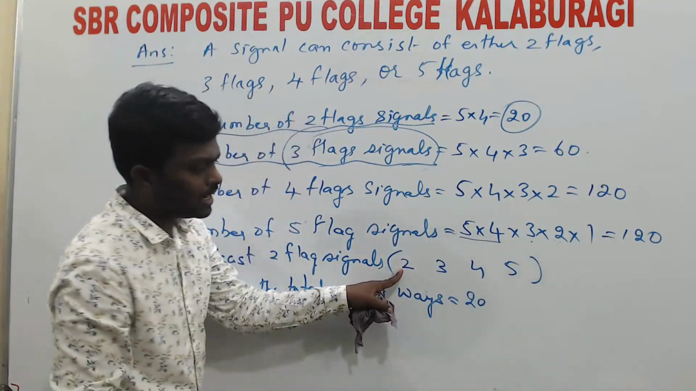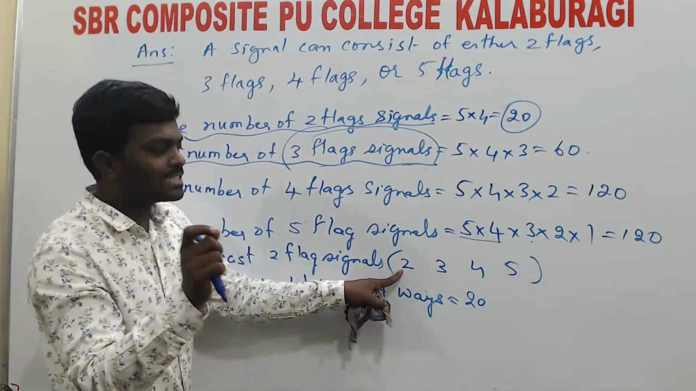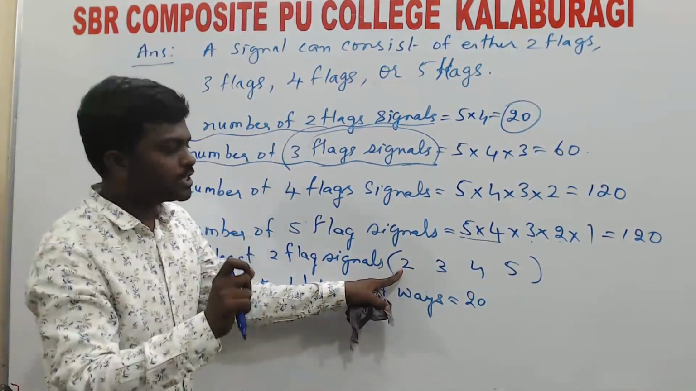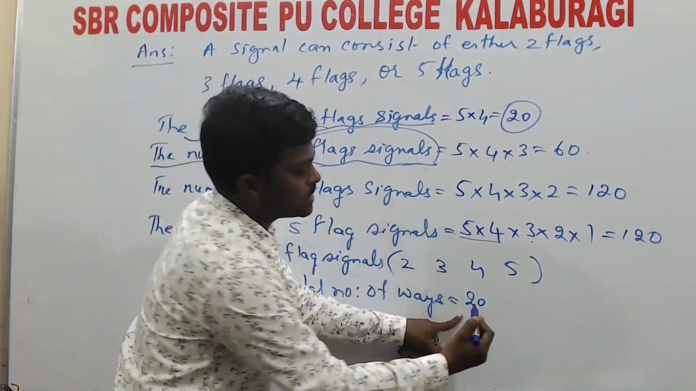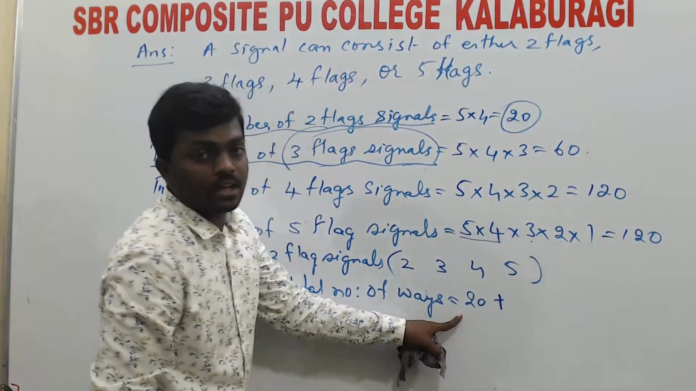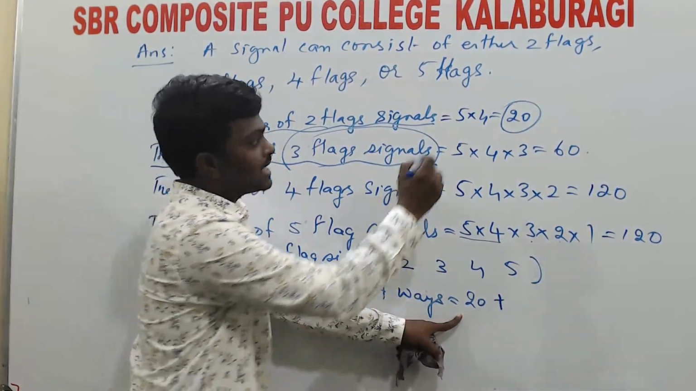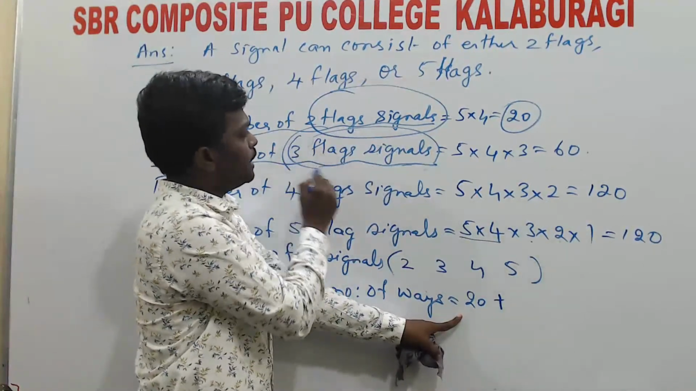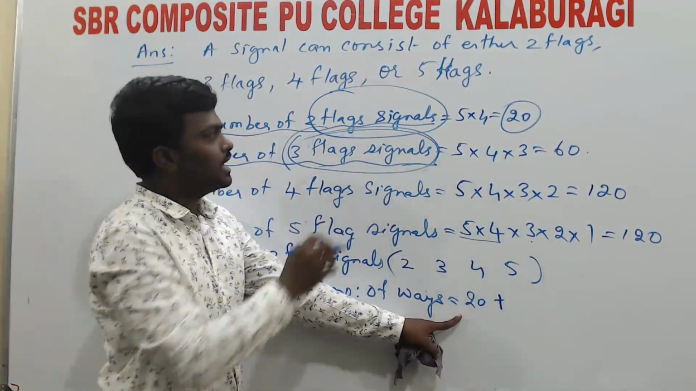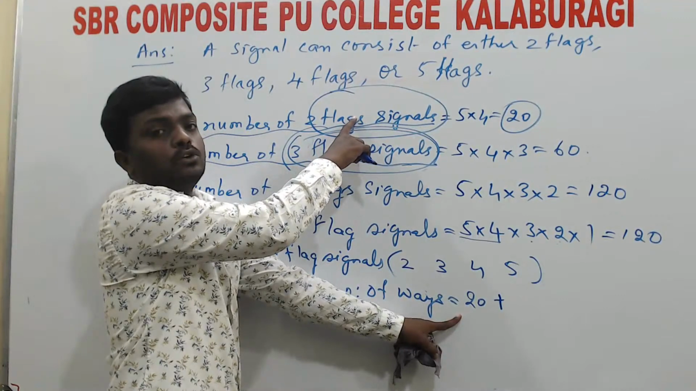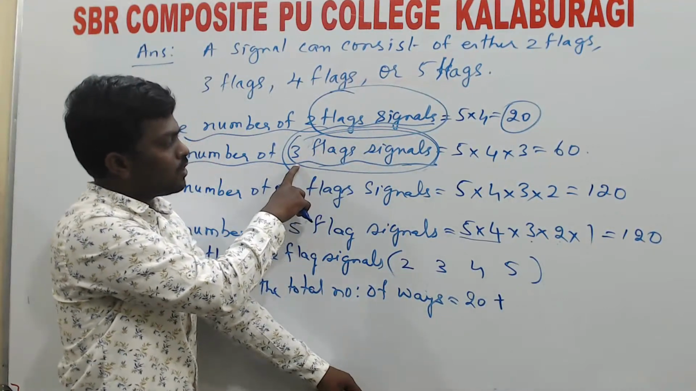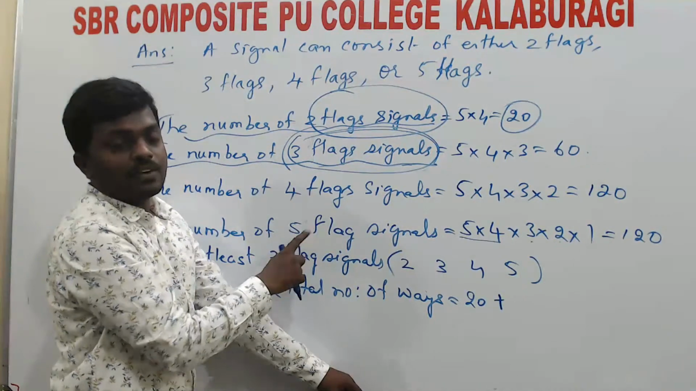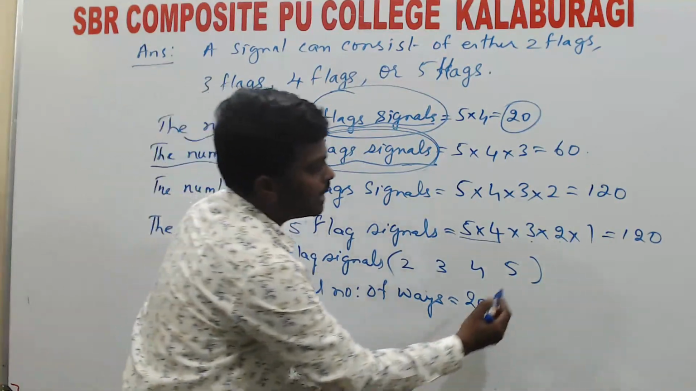2, 20. Right. So the 2 flag signals answer is over now. The operation is over now. Next we have to add here, because generating 2 flag signals is independent of 3 flag signals, right? In this event we are forming 2 flag signals. In this event we are forming 3. Here 4 and 5, and all of them are independent of each other.